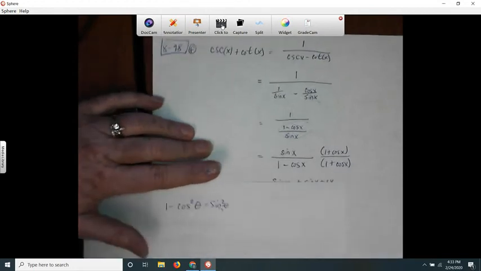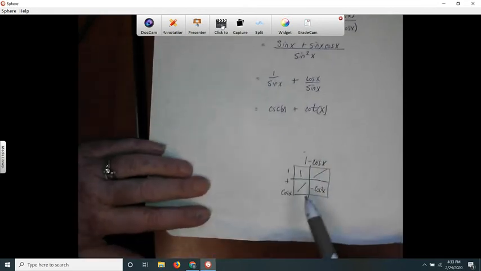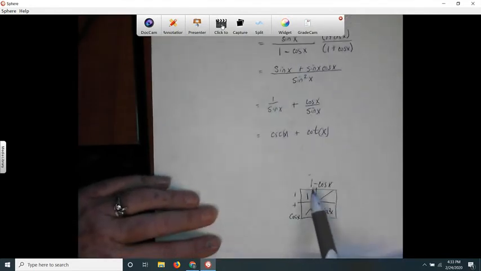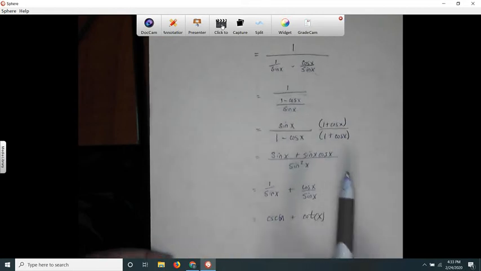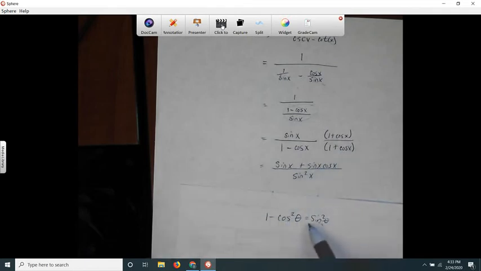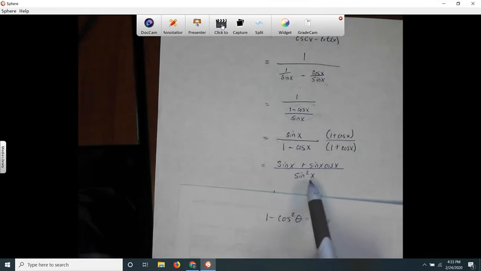And I'll show you where I wrote it down here. See 1 minus cosine x and 1 plus cosine x? Well, they're a difference of squares. So you end up with 1 minus cosine squared x. I don't even think I wrote it right there. I know that 1 minus cosine squared x is sine squared x, so I kind of skipped that step. So these two multiplied together make this, which is 1 minus cosine squared x. But I know that's equal to sine squared x, so I just jumped right to that step.